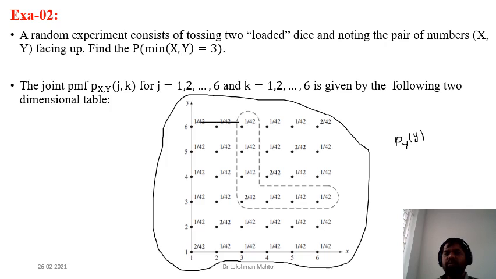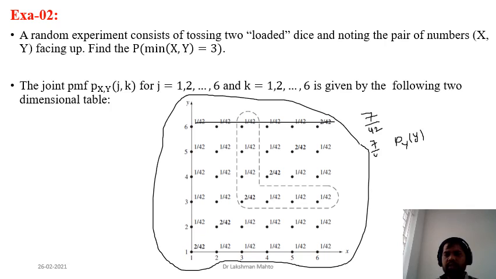In order to get that, y is taking values along the vertical axis, so that's why you have to perform a row sum. If you sum all the entries in the sixth row, what would be the summation? The summation would be 1 plus 1 plus 1 plus 1 plus 1 plus 2. That means 5 plus 2, 7, so 7 by 42. Similarly, if you sum the fifth row, 1 plus 1 plus 1 plus, again it would be 7 by 42.